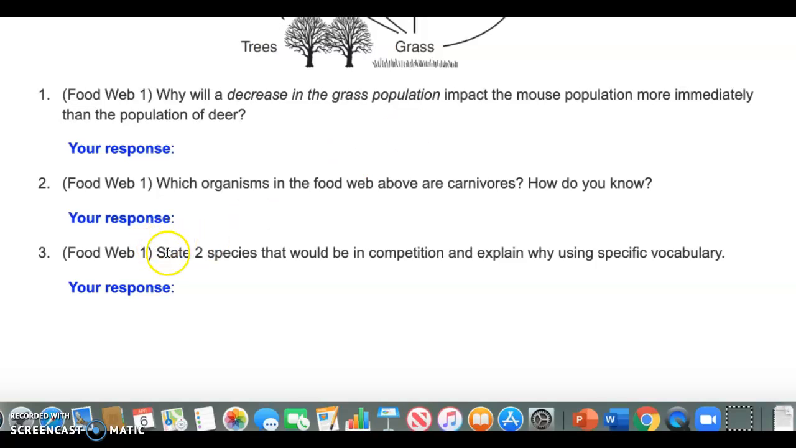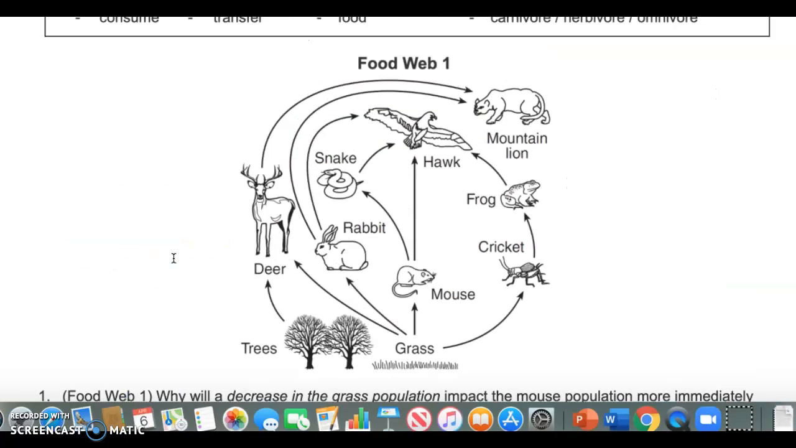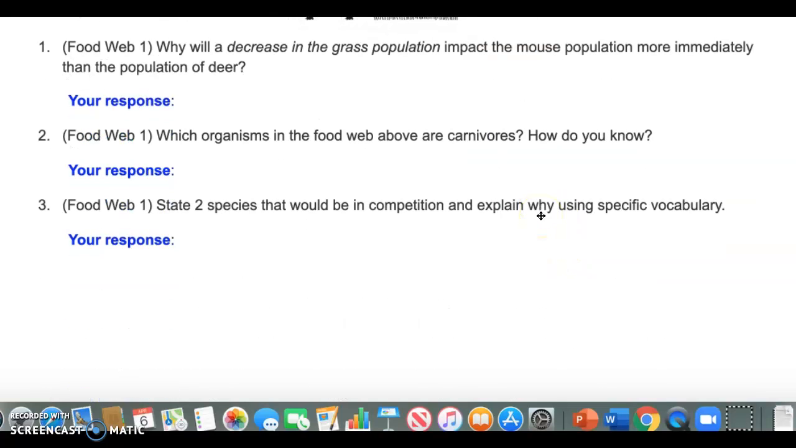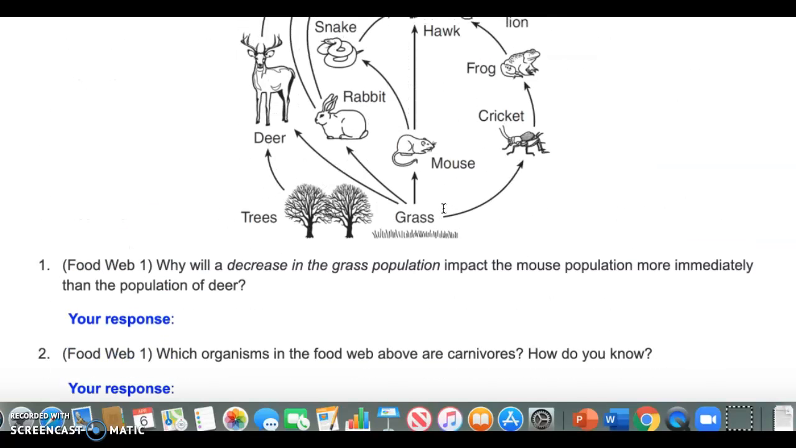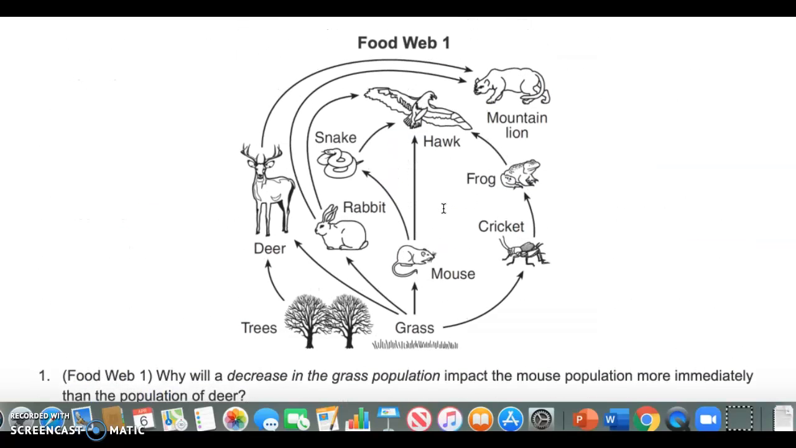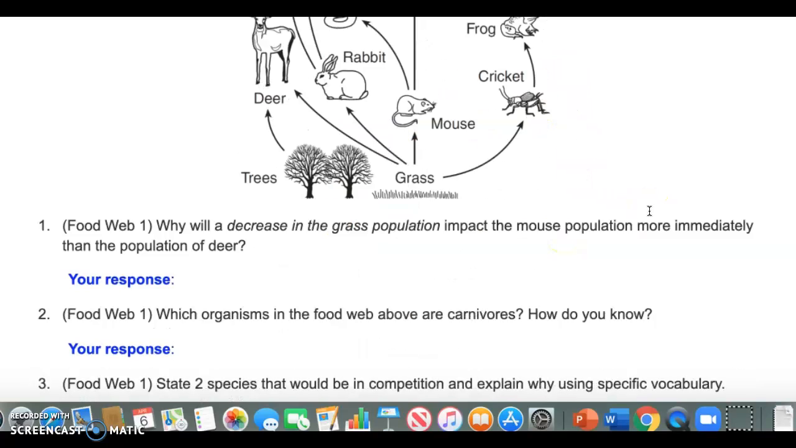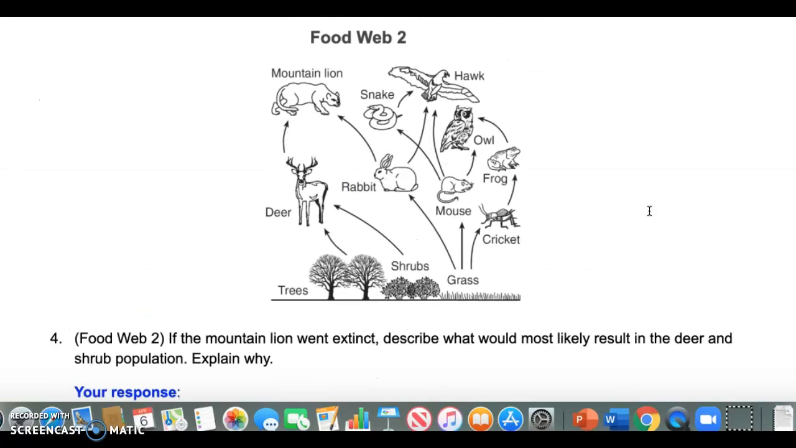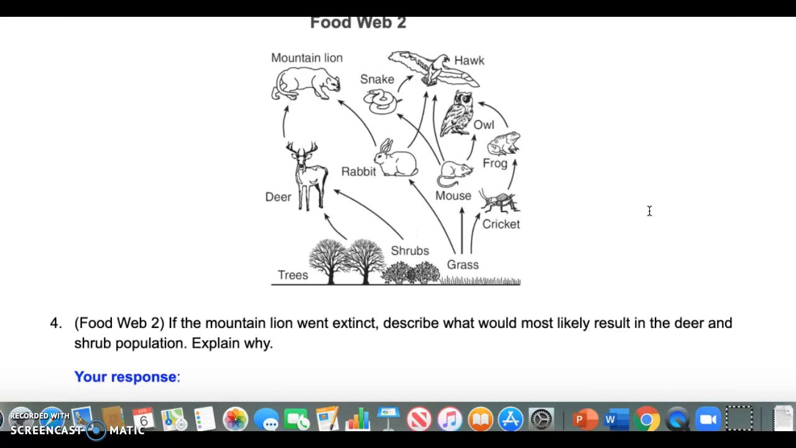For number 3, state 2 of these species that would be in competition, and explain why by using specific vocabulary. So you're going to have to think, what would species or organisms be in competition for, right? Then I'm going to find 2 species that would be competing and then explain why, right? And then let's go to number 4.